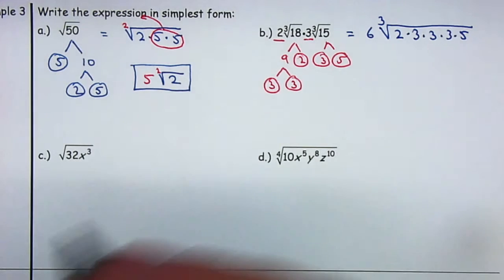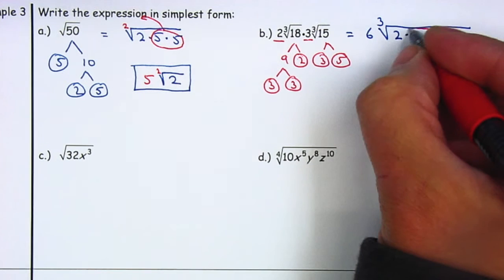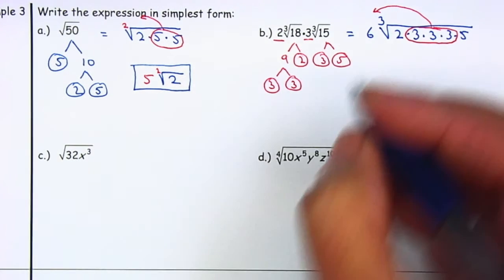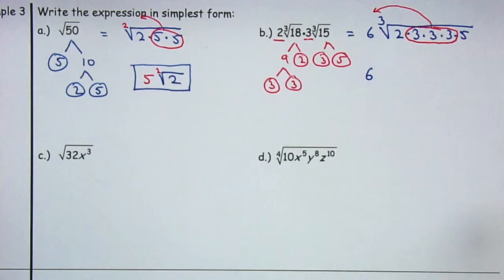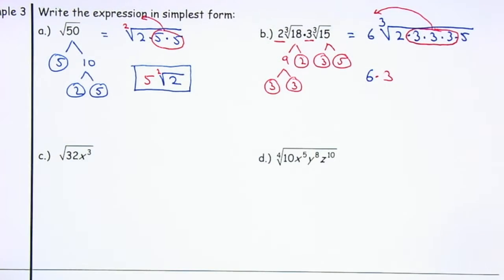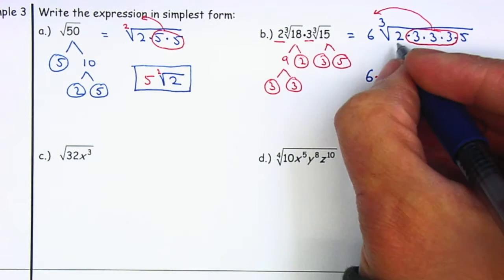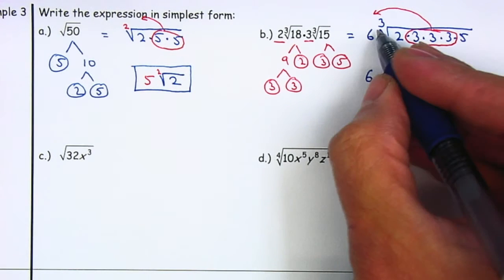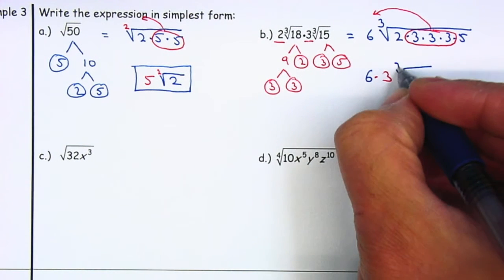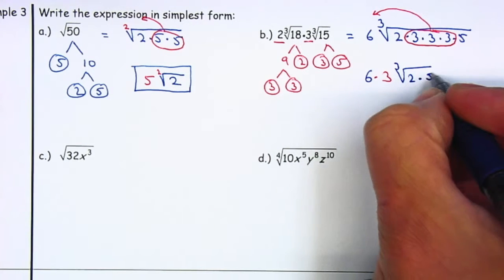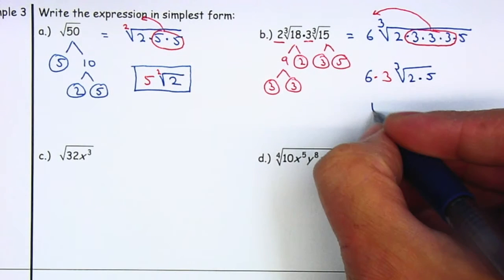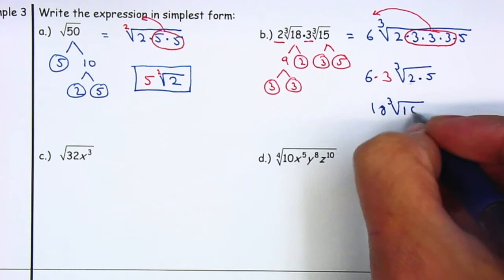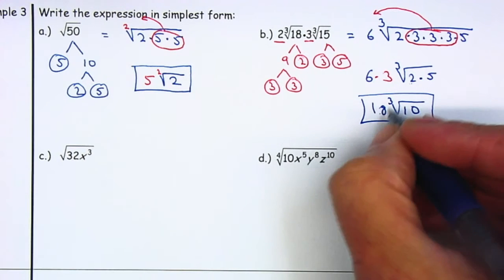I want to take out triplets. Because it's a cube root, I'm going to take out groups of 3. So this is a group of 3. It's going to come out. I still have my 6. Let's not forget about the 6. And then the 3 came out. Anything else that comes out? No. There's only 1 2 and 1 5. We need groups of 3 because this is a cube root. 2 times 5 is left inside. Let's simplify. 6 times 3 is 18, and the cube root inside will be 10. 2 times 5 is 10. So 18 cube root of 10.